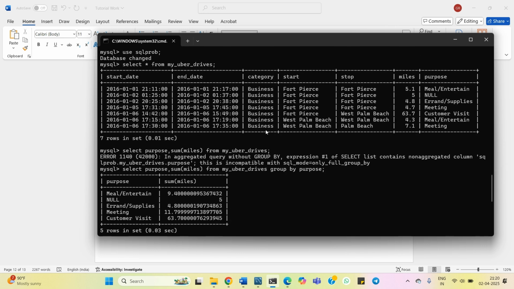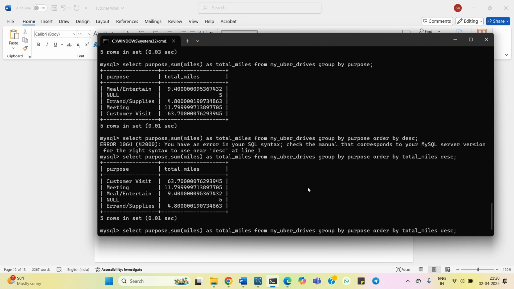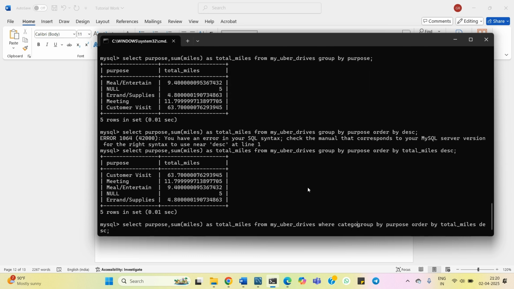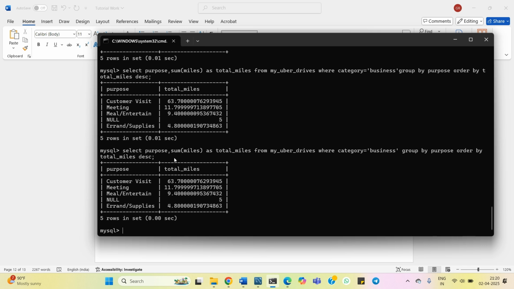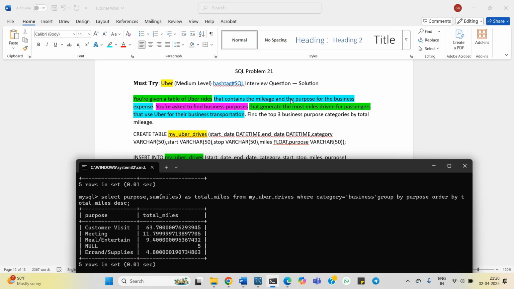In the table you can see the category is business. So we can just write where category is equal to business. Now you can see we have found the total miles driven for passengers for the different purposes in the business category. In the question, they have asked for the purposes that generate the most miles driven for passengers that use Uber for their business transportation.